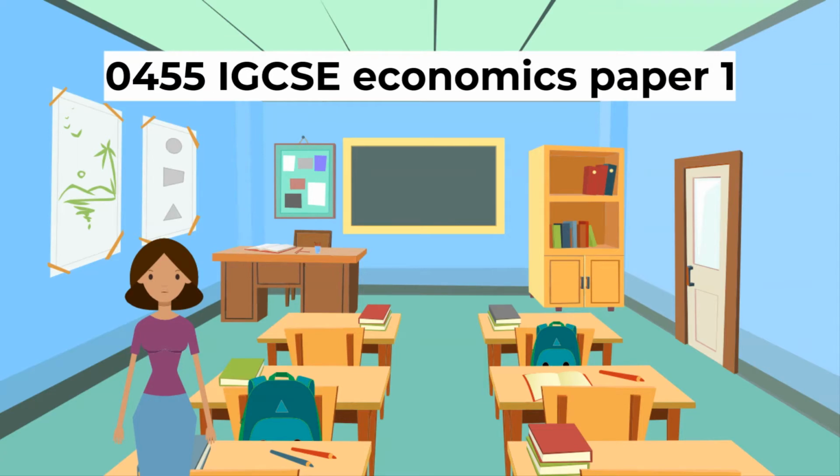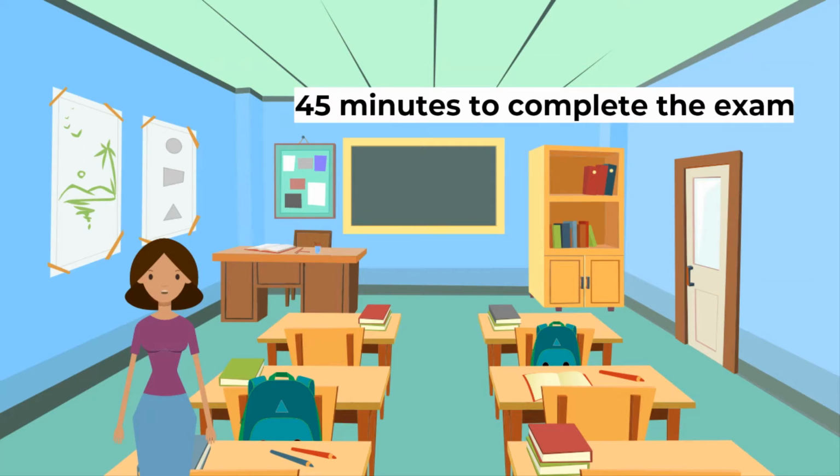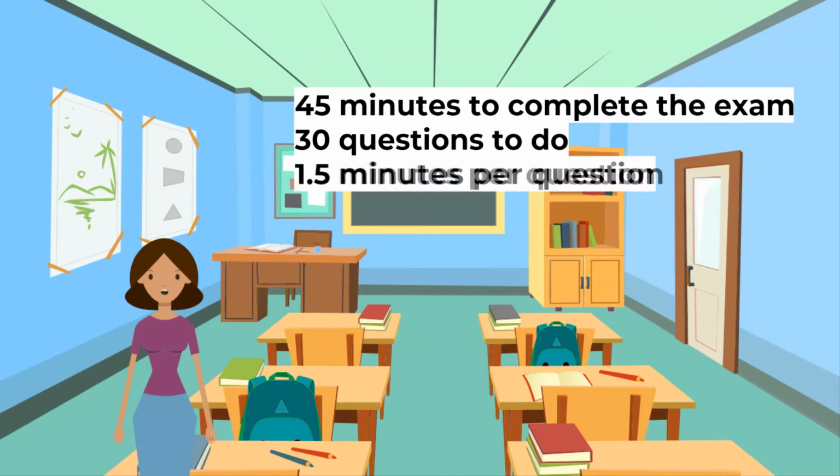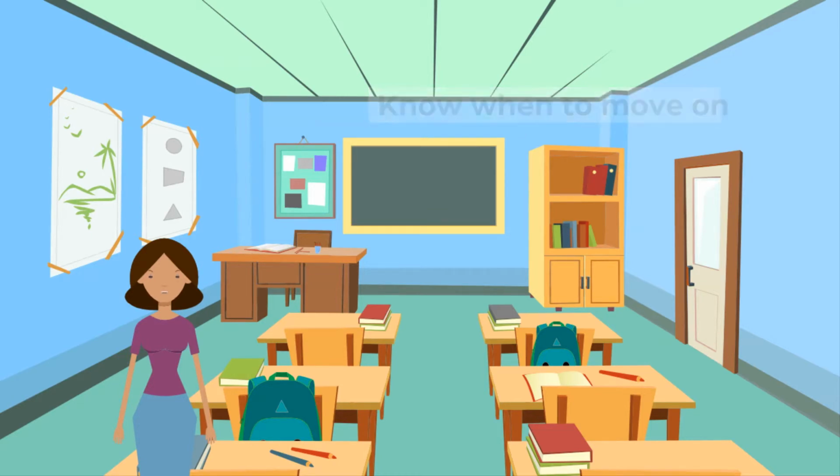Today, we are going to be doing paper 1 of the IGCSE Economics exam. Before we start, exams are governed by rules. First rule, we have 45 minutes to complete the exam, and we have 30 questions to do. This means that we have, on average, 1.5 minutes per question. Some questions will take you much less than this, some a little more. If you have spent 1.5 minutes on a question, move on. It is much more important to complete as many questions as you can. Mark the question and come back to it later. The subconscious part of your brain will be working on this question as you complete other questions.